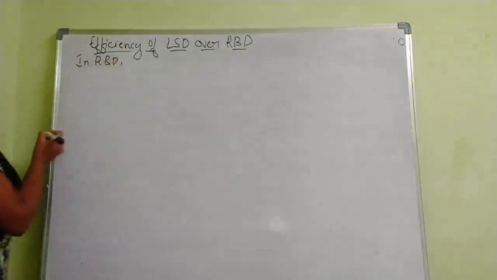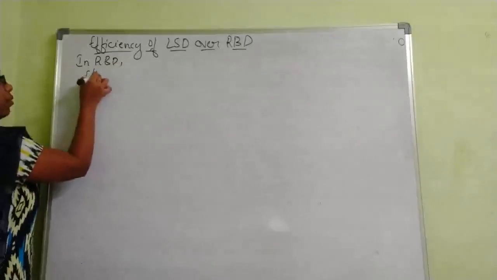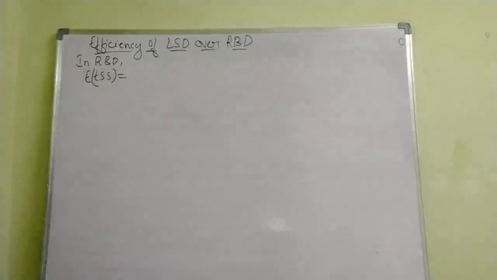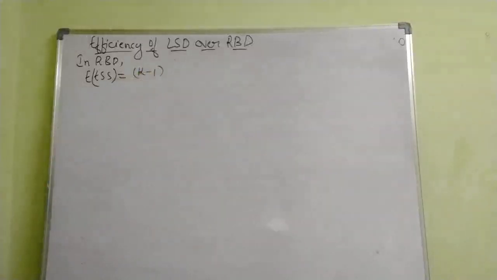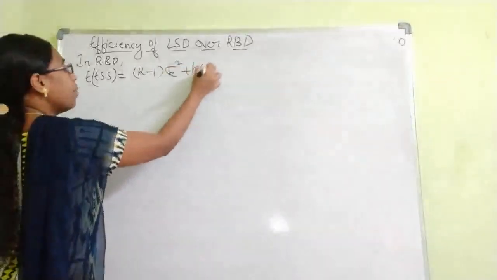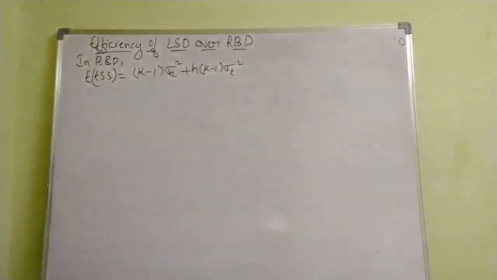So in RBD, what are the different variations? First, the expectation of the treatment sum of squares, that is TSS. In RBD, the expectation of the treatment sum of squares is given as (k minus 1) sigma E square plus h into (k minus 1) sigma T square. So this is the expectation of the treatment sum of squares in RBD.